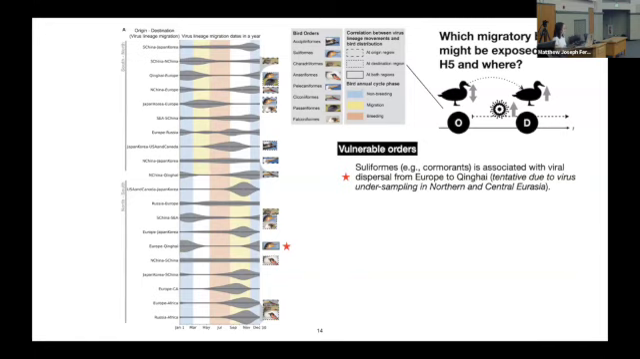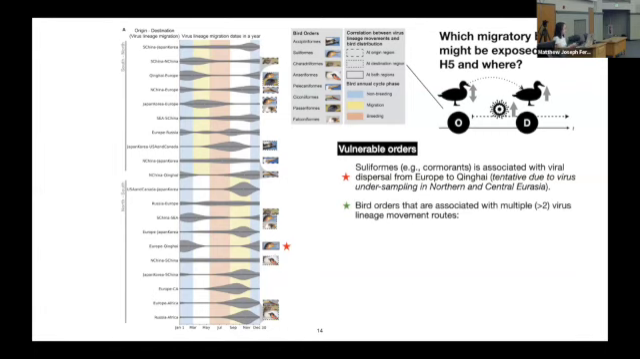First, Suliformes, for example, cormorants. Their distribution in Europe and Qinghai is correlated with the virus lineage movements from Europe to Qinghai. It suggests they may be related to the dispersal of highly pathogenic avian influenza on this route. Although this conclusion is tentative because of undersampling of virus in the areas between these regions.